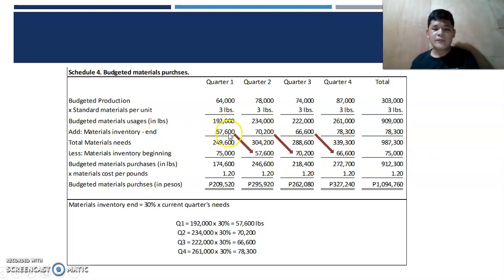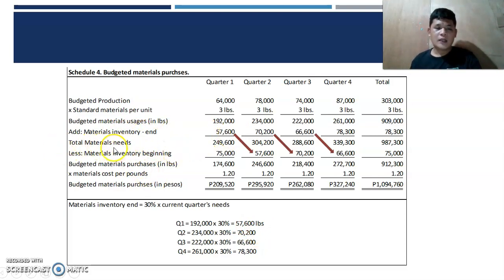So, paano ito nakuha? So, ang materials inventory daw is 30% of the current quarter's need. So, ibig sabihin daw class, itong materials end, dito manggagaling sa 192. Ito yung kailangan natin di ba? So, ito yung kailangan ng kumpanya para ma-produce yung 64,000 na units. So, kaya 192,000 multiplied by 30% is equals to 57,600 pounds. So, kaya ito yung materials inventory end, 57,600.